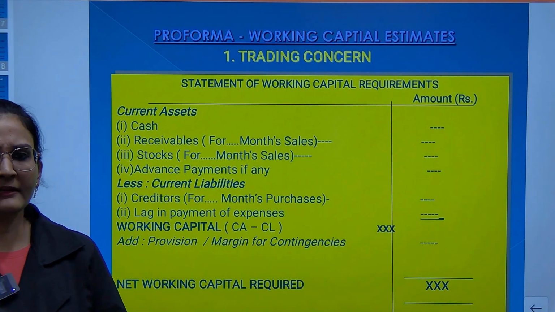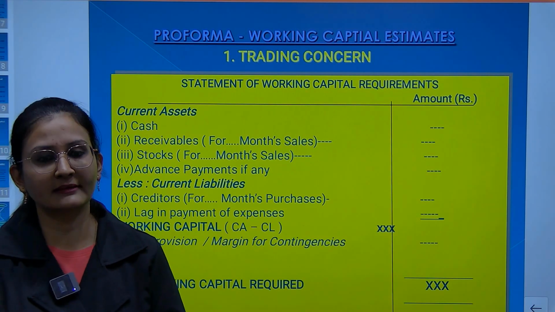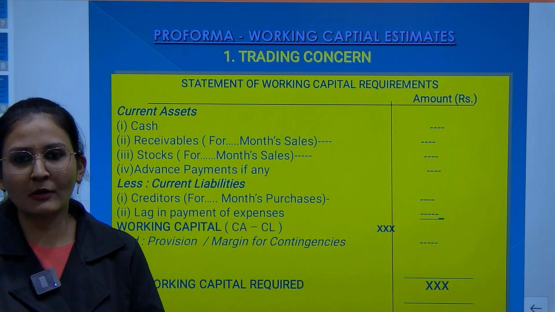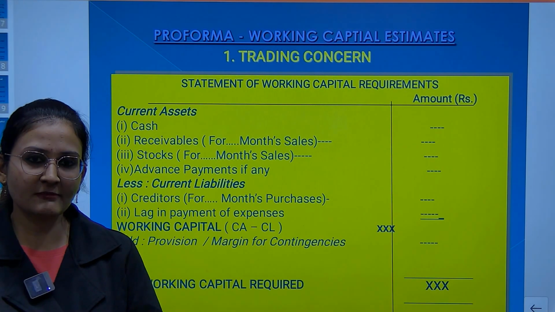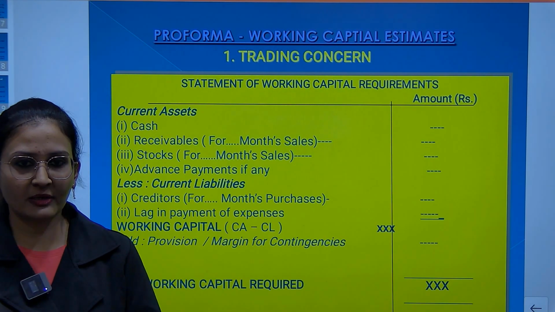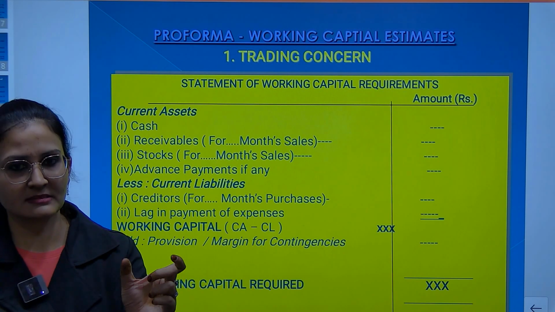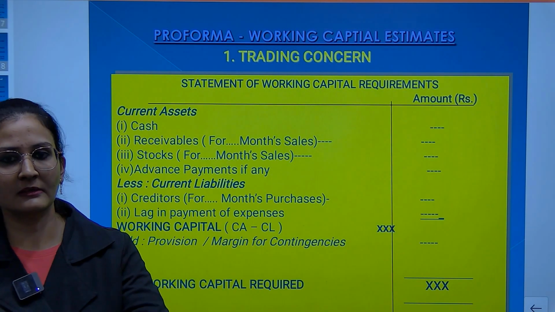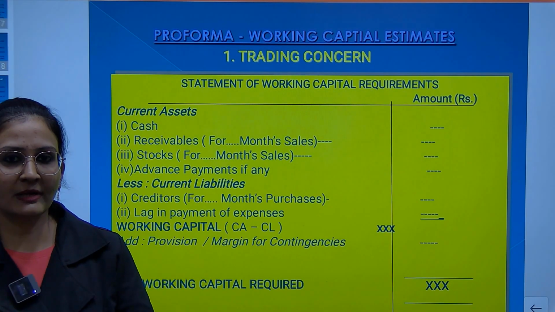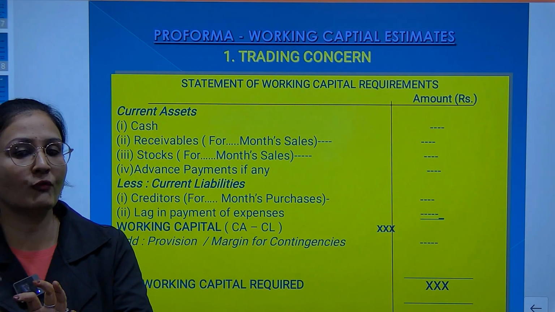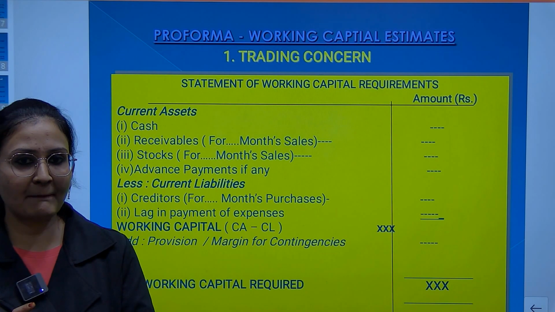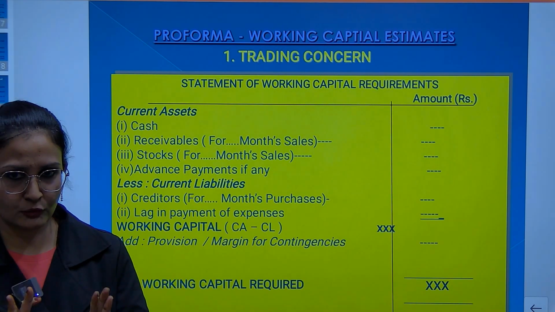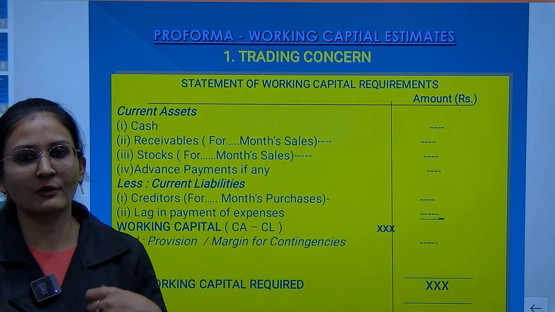One more thing is the provision and margin for contingencies. Every organization must keep some amount for contingency. Contingency will be based on your working capital. For example, if your working capital is 1 lakh, then your contingency can be 10% or 20% of that 1 lakh. So when you add this contingency to your working capital, the working capital required will be your final solution. Okay, so this format is for trading.